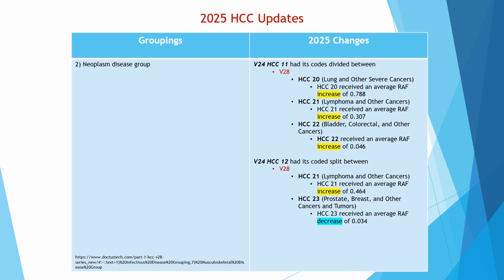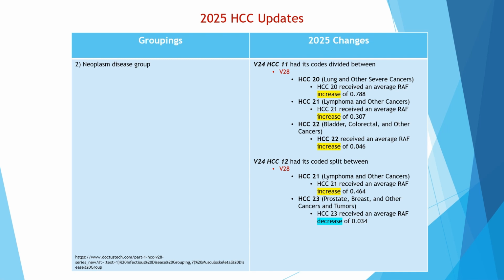V24 HCC 11 had its codes divided between V28. HCC 20, lung and other severe cancers, received an average RAF increase of 0.788. HCC 21, lymphoma and other cancers, received an average RAF increase of 0.307. HCC 22, bladder, colorectal, and other cancers, received an average RAF increase of 0.046. V24 HCC 12 had its codes split between V28.